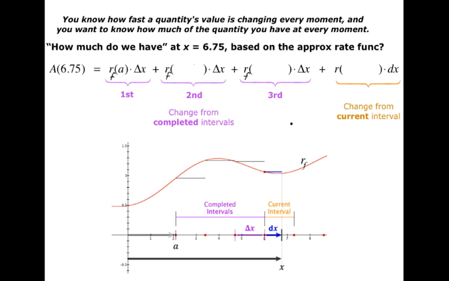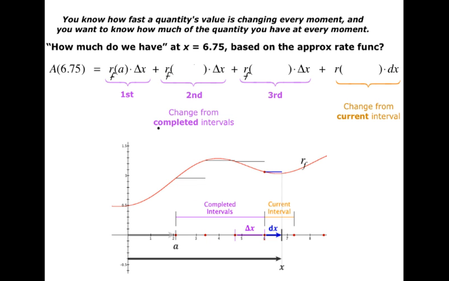Okay, so what is R of 3? What's our approximate rate at x equals 3? How would I express R of 3? I want to express the approximate rate at x equals 3. R sub f of a. Right, so it's that rate at the left side, R sub f of a.